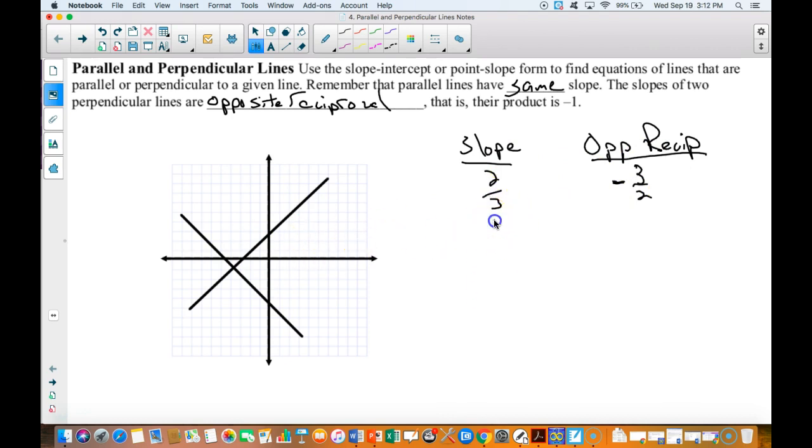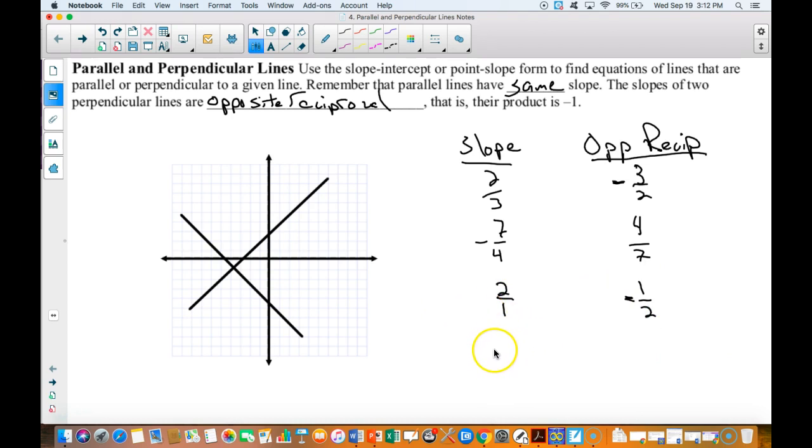So another example, let's say I give you negative 7/4. Well, its opposite would be positive, and the reciprocal would be 4/7. How about something like 2? If I give you just the slope of 2, we have to think about that in terms of a fraction. What that really means is 2/1. So even if we're just given a whole number slope, we have to think about that as a fraction. So now I can flip that. The opposite would be negative, and the reciprocal would be 1/2.